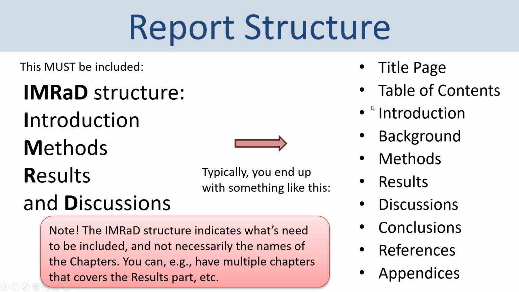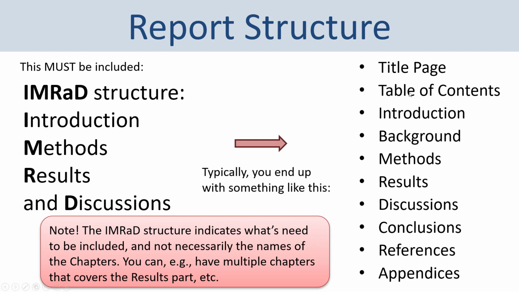So then let's summarize. Your report structure in a technical report should follow the emerald structure, meaning you need to have an introduction, give an overview of the methods used and the results, and you need to discuss the results. This emerald structure doesn't indicate the names of the chapters, but it indicates the structure of the report.